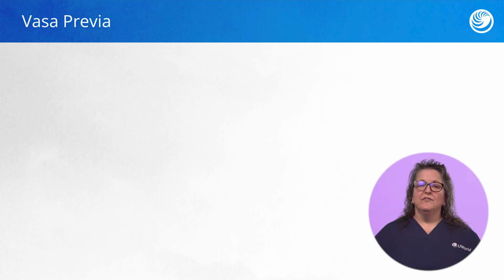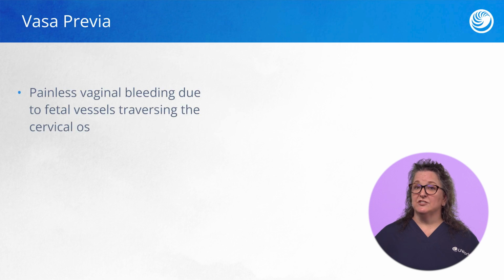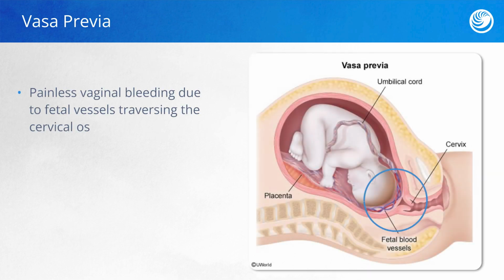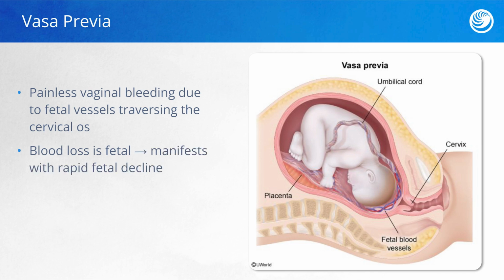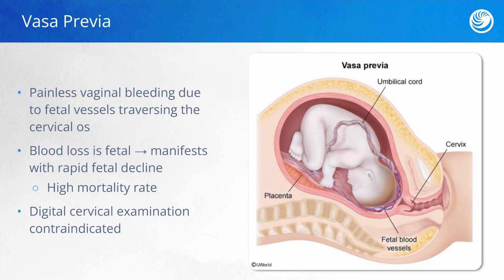Vasa previa. The client will present with painless vaginal bleeding due to fetal vessels traversing or passing over the cervical os. You can see this in the image. If bleeding happens, the blood loss is fetal, and it manifests with rapid fetal decline because the fetus is no longer receiving oxygenated blood. This has a high mortality rate. Digital cervical examination is contraindicated due to the risk for rupturing the vessels.